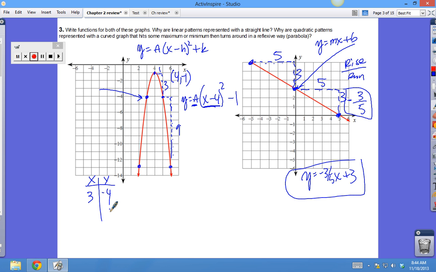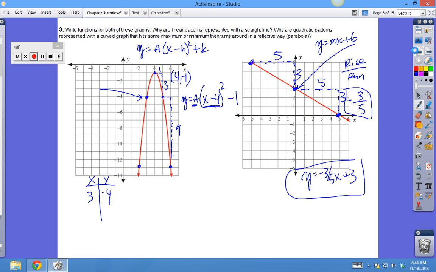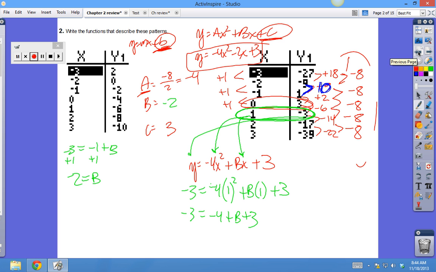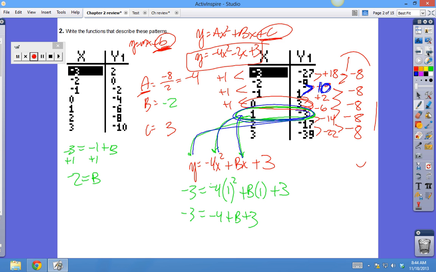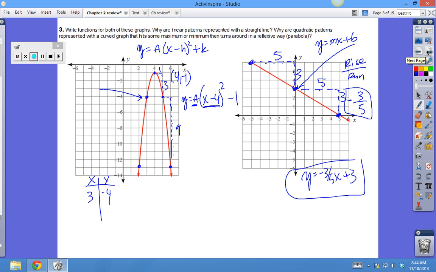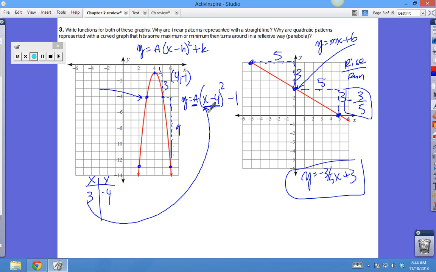So I'm going to take that point and plug it in, just like we did in chapter 1. We took a point and we plugged it in. Plug that in for x, plug this in for y. That's kind of a common theme. If you know a point, you can always plug it in to get more data. So I'm going to take this x as 3, and plug it into my model right there. I'm going to take this y as negative 4, and plug it into my model right there.